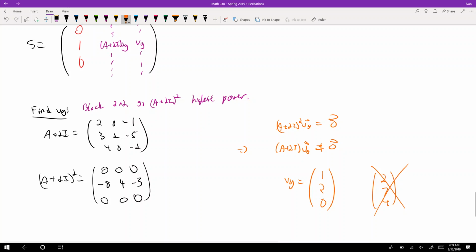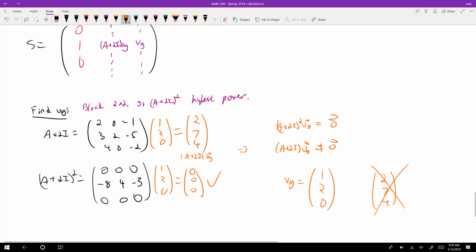So when we plug in 1, 2, 0 here, that's equal to 0, 0, 0, which is good. And now if we plug in 1, 2, 0 into A plus 2I, we get 2, 7, 4. All right, and this is A plus 2I times VG.